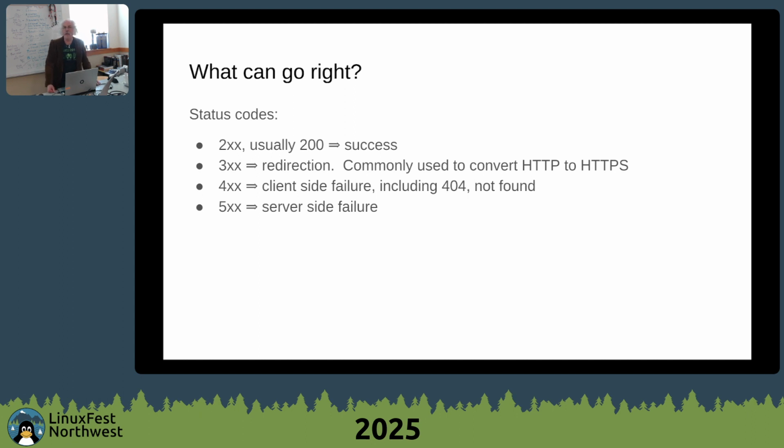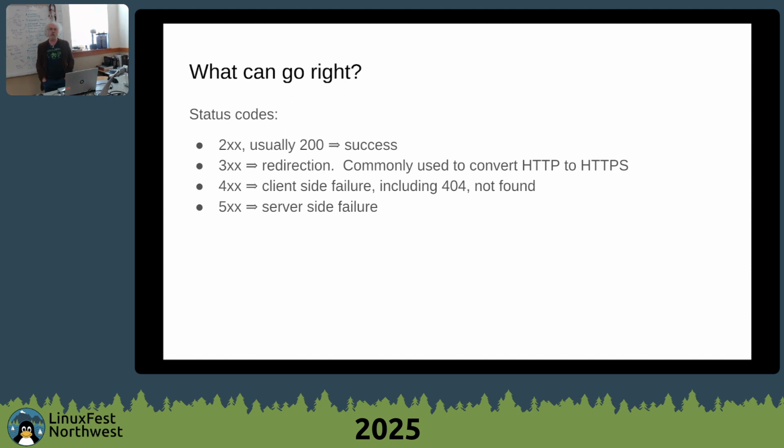I have been working with computers for a long time, and I've gotten to the point in my career where when things go right, I'm always pleasantly surprised. So the code for success is 200, and there are a couple of minor variations on 200, which I'm not going to go into. But basically, any success code that begins with 2 is success, and you should feel happy and go on and do something else. 300 is for redirection.